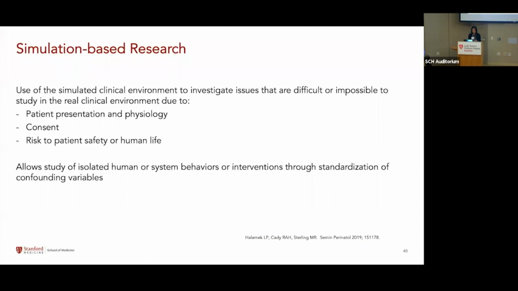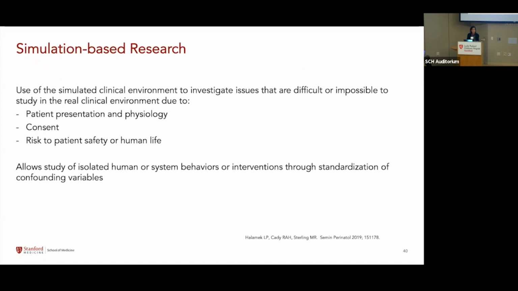What is simulation-based research? It's using the simulated clinical environment to investigate issues that can be really challenging to study in the real clinical environment, because we have a whole host of issues that are related to human subjects research, as I'm sure everybody here knows, but also in terms of standardizing and really understanding what is the role of the humans and the environment that they're working in compared to the physiology that they may be presented with. And so, as you all know, every patient is potentially different. And so the way that we might interact with them as a medical team and as a healthcare professional is going to vary based on the variables that they present to you as an individual patient, and the physiology and the diagnosis and the disease process that you may be trying to manage.